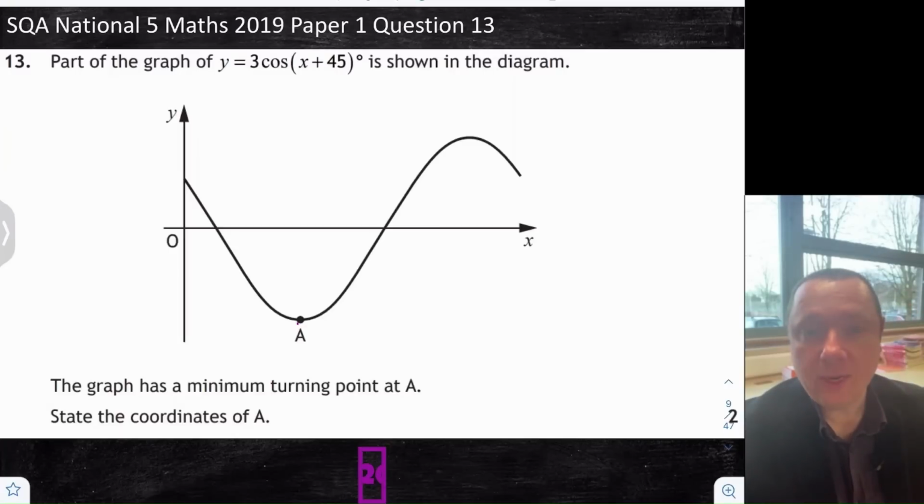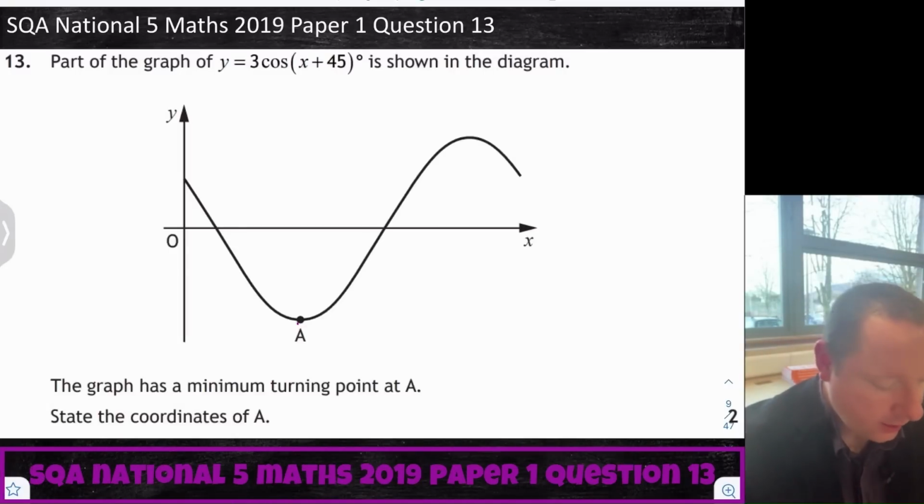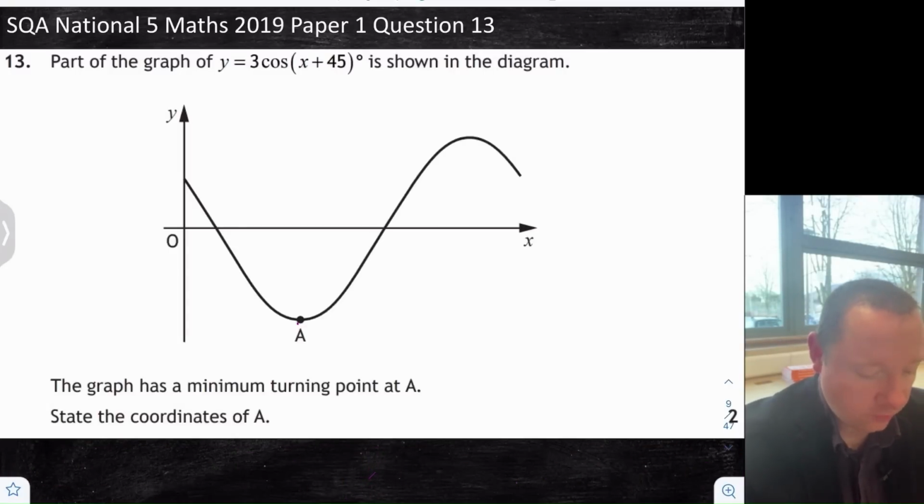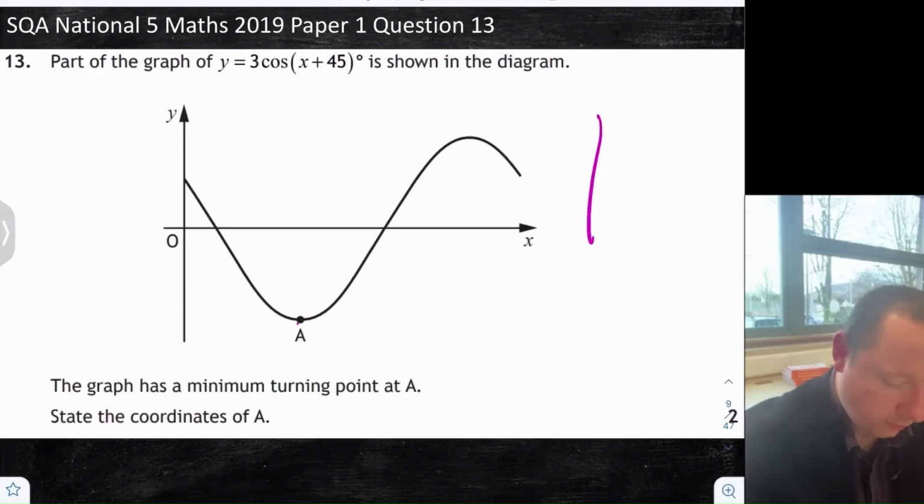SQA National 5 Maths 2019, paper 1, question 13 had this. Part of the graph 3 cos x plus 45 is shown. The graph has a minimum turning point A. What's the coordinates? So, if I kind of annotate on top of this, our normal cos graph I'll put at the side, goes like this. And it goes between 1 and minus 1, and this number here is usually 180. So that turning point is related to this turning point.